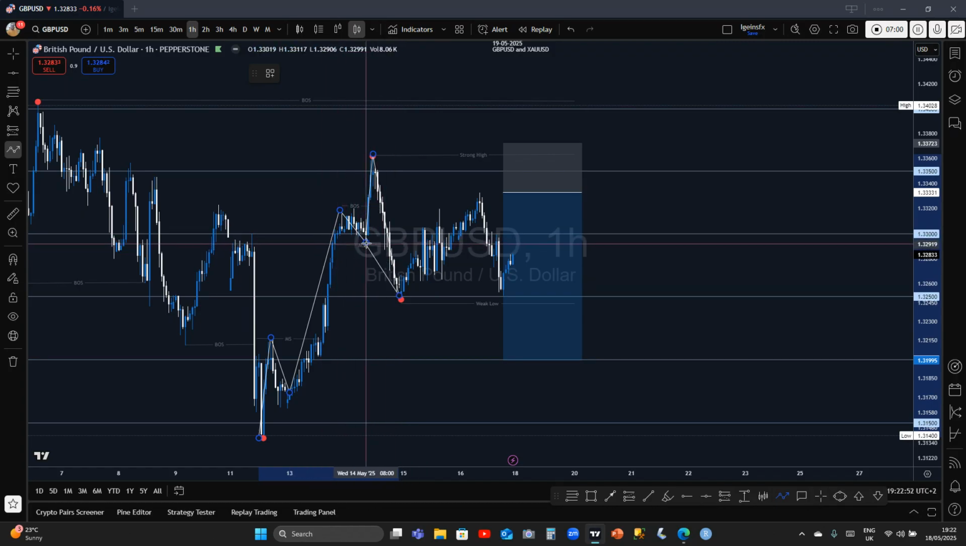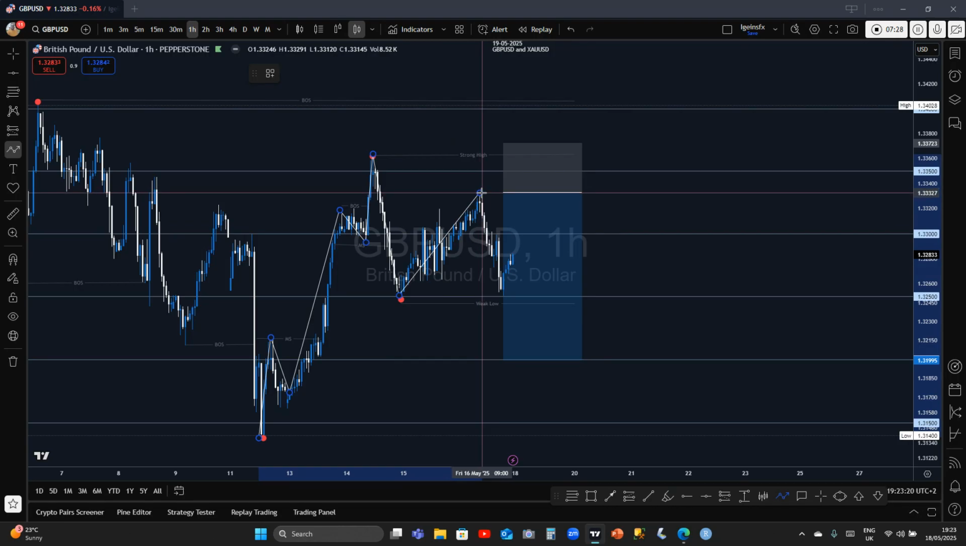We say market shift again. So it has created another lower high. Now it broke, it created a market shift, came down here and created a low. All right. Now price pulled back, created this high.